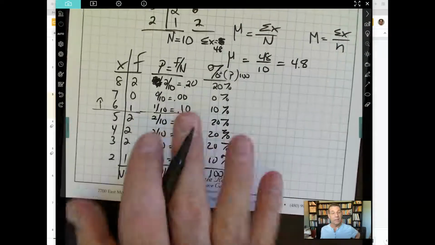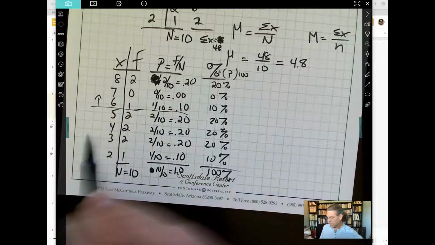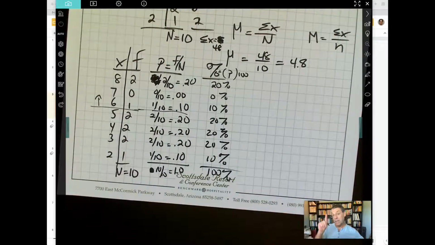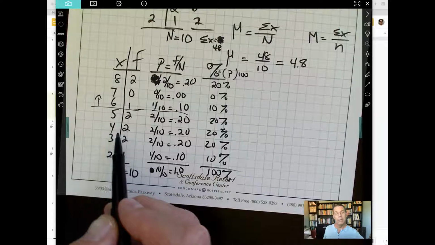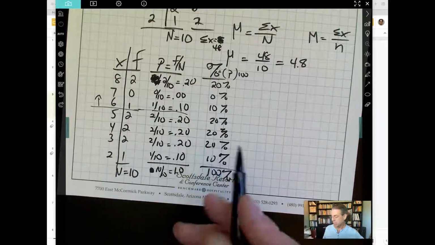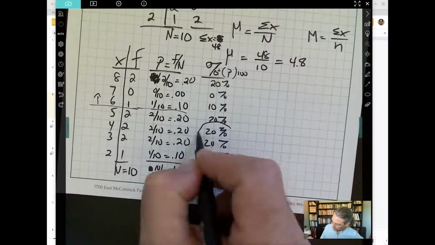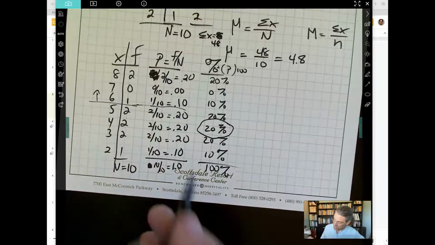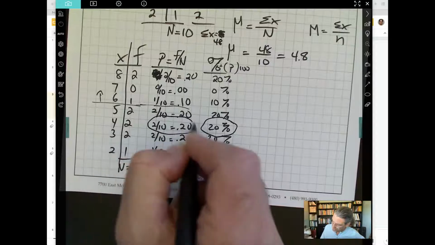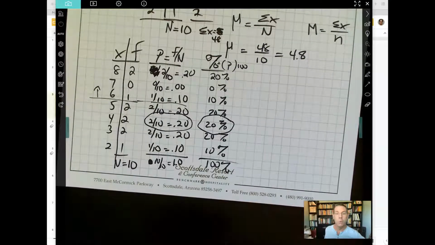So that's another thing that you want to be comfortable to do, because this is something helpful that I can say again, and be careful to what I ask for. So if I say what percentage of people scored a 4, go to the 4 row, go all the way across to the percentage, and your answer is 20%. 20% scored a 4. What proportion scored a 4? Then you would look at the proportion column, and you could give me either 2/10, 1/5, or 0.20. All right.